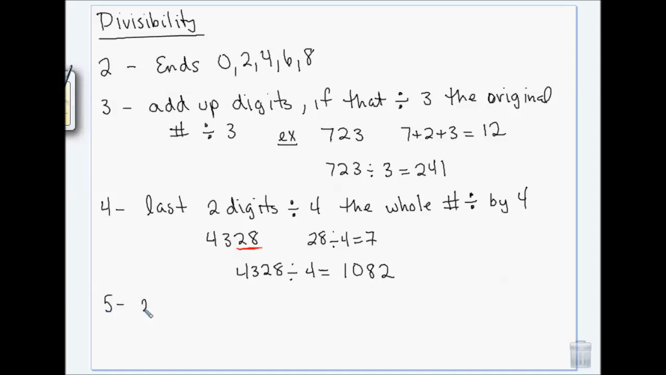Okay, 5 is another really nice one. To know if something divides by 5 or not, it has to end in 0 or 5.